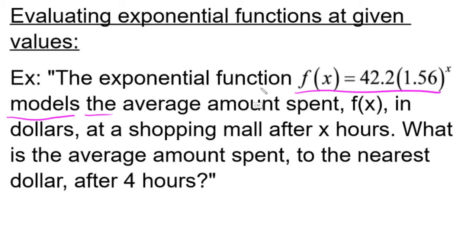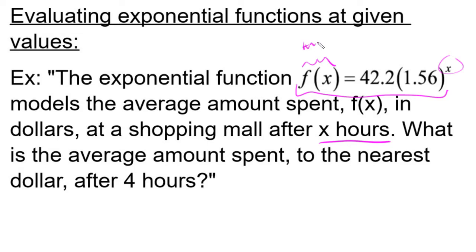I would just probably write down this and then state that x represents hours. So I'm going to read it to you. The exponential function f of x equals 42.2 times 1.56 to the x models the average amount spent f of x. So f of x is the amount spent, in dollars, so it's the dollar amount spent at a shopping mall after x hours.